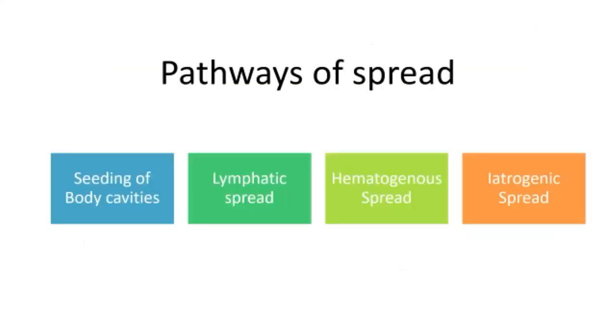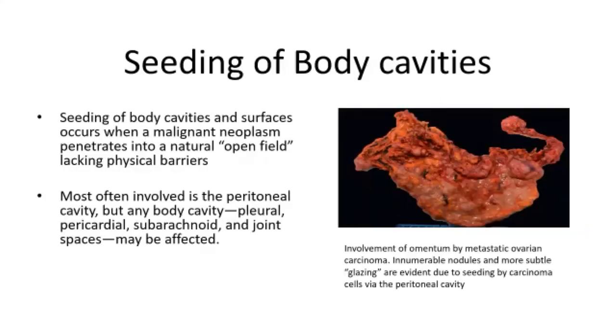What are the pathways of spread? There are different paths of spread. One is seeding of the body cavities. Second is the lymphatic spread. Third is the hematogenous spread and the iatrogenic spread. Iatrogenic spread means that it is a man-made spread.